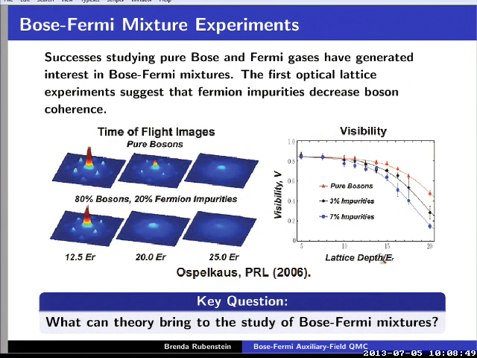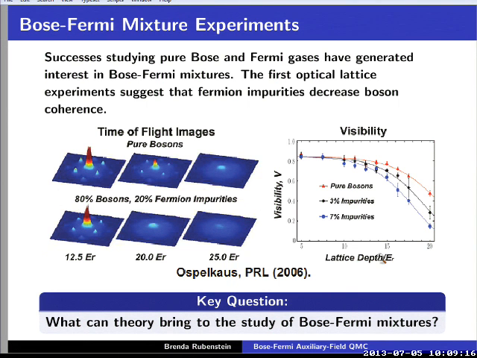Okay, so with mixtures, basically by putting fermion impurities, they were able to demonstrate that you can decrease the visibility of the bosonic interference pattern. So here's a case of pure bosons, and you can see that they transition into a Mott insulator-like state. If you add fermions, this decrease in the coherence of the interference pattern happens more quickly.